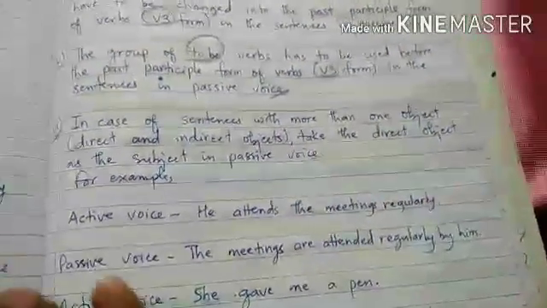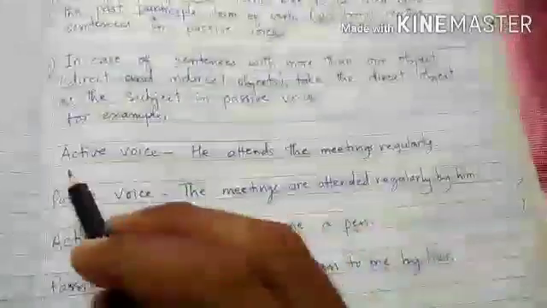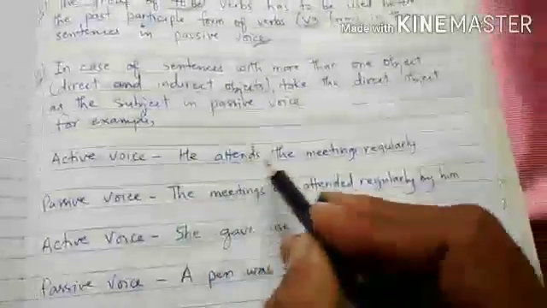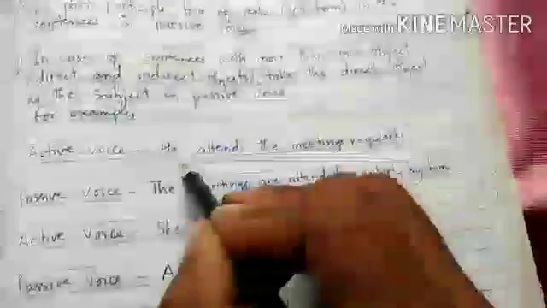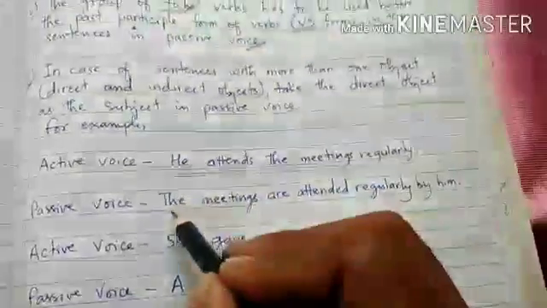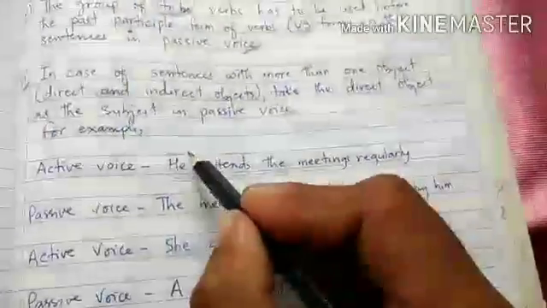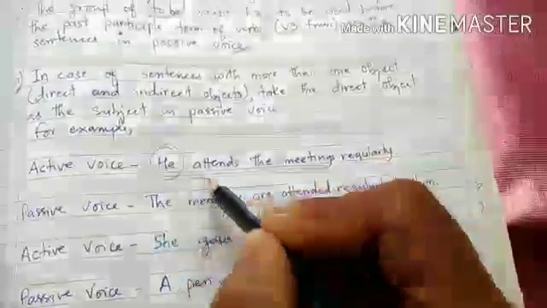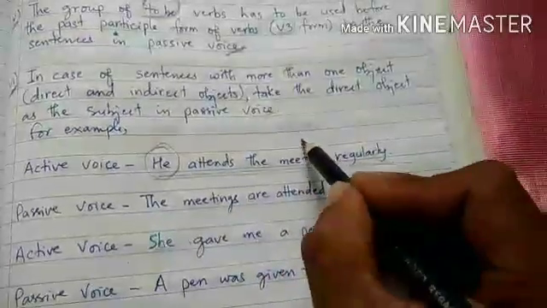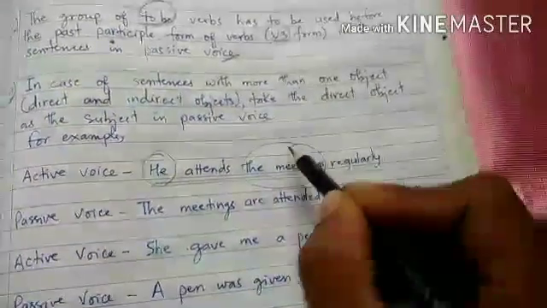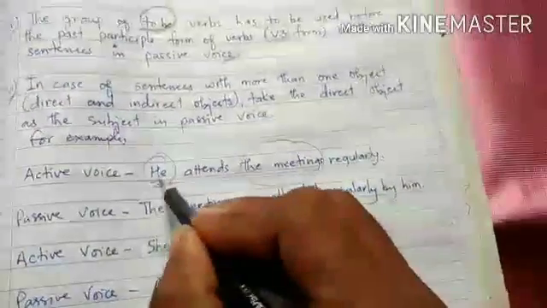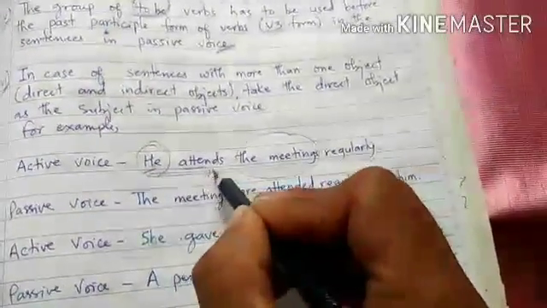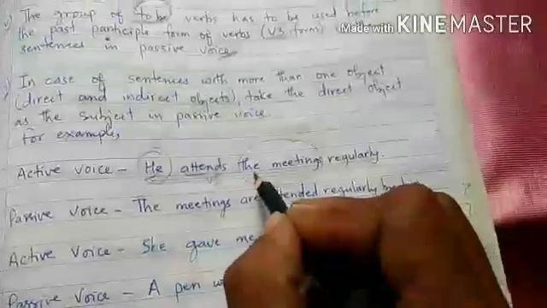Okay, so now let us understand with the help of this example. Active voice: he attends the meeting regularly. So this is in simple present tense. Now what is the subject here? He. What is the object here? The meetings. So he attends the meeting regularly. So he is singular, so attends is V5, in simple present tense. So what is the object? The meetings.